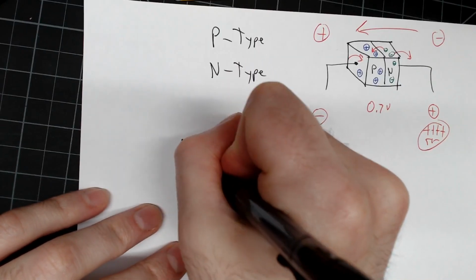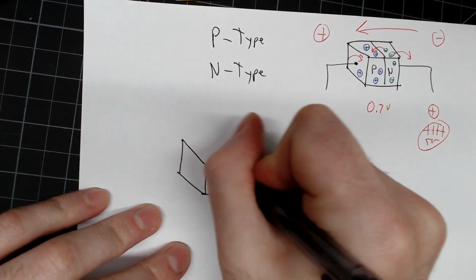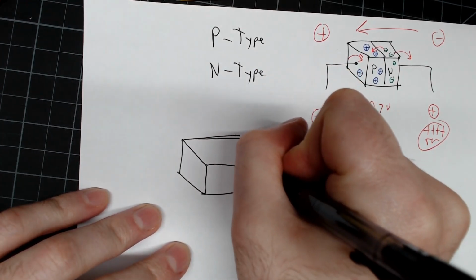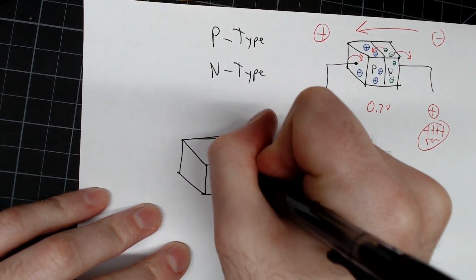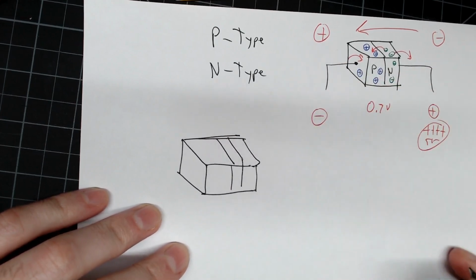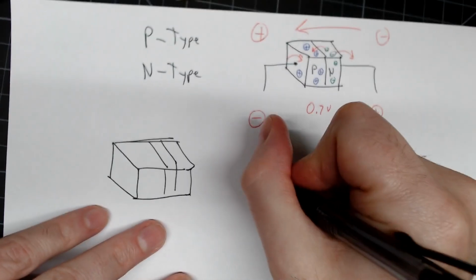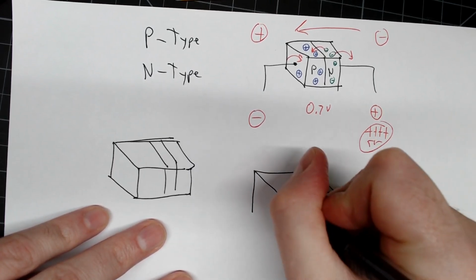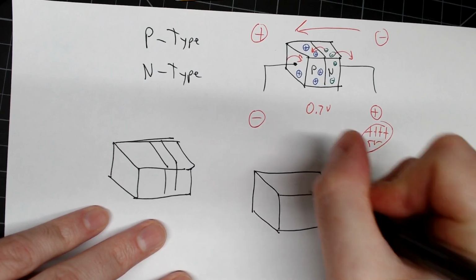Now let's talk about a transistor. A transistor is the same thing as a diode, except that apparently it's not drawn as well. That's terrible. That looks like a dumpster. I'm going to redraw that. This is less bad. Okay, there we go.